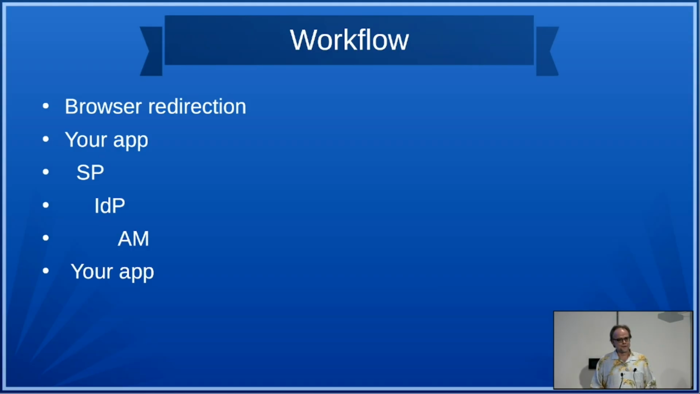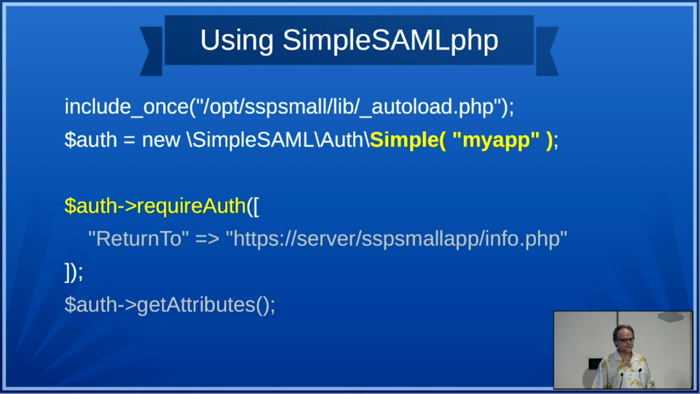From SimpleSAMLphp's point of view, the whole thing's based on browser redirection. So in this case, the require auth will actually redirect the browser off to the SimpleSAML install. And it does the authentication, and the wheels all turn, and if it's successful, it comes back to your app. And it comes back to your app, and the get attributes will say, yes, they are authenticated. You can check whether they are or not and reject it. And redirection needs to happen because there are browser cookies.